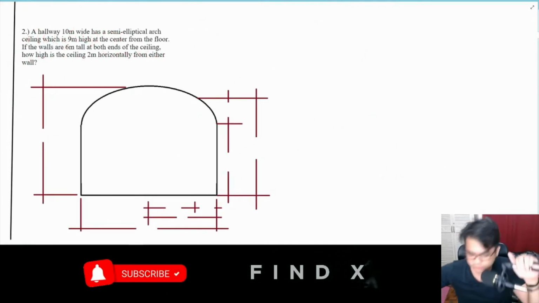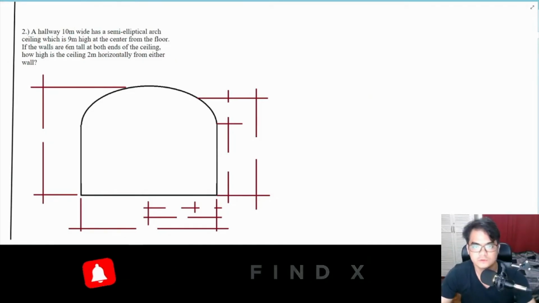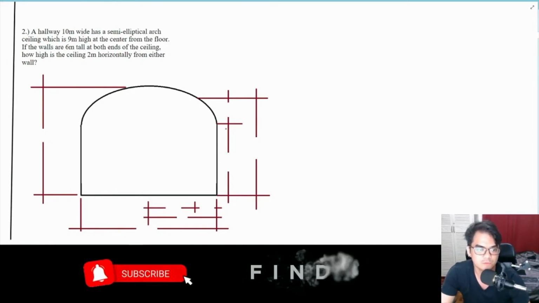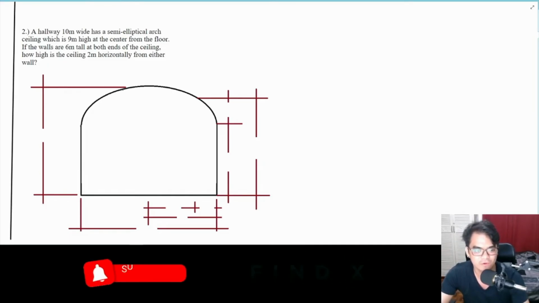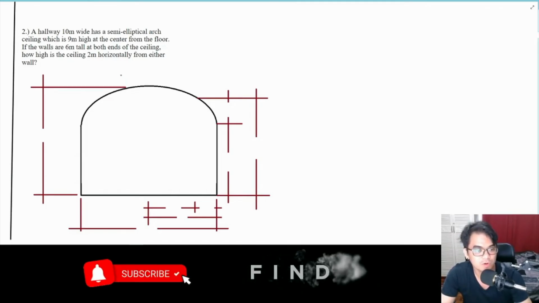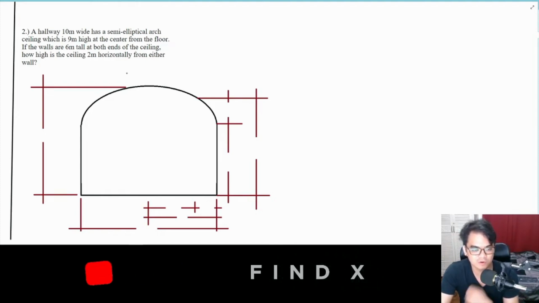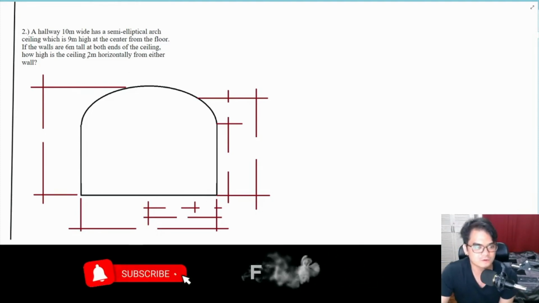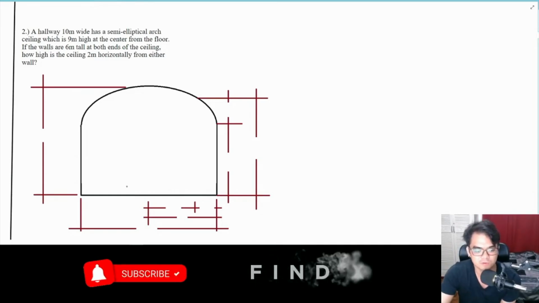Okay, so let's try to answer the second one. For the second number, we have a hallway 10 meters wide that has a semi-elliptical arc ceiling, which is 9 meters high at the center from the floor, and if the walls are 6 meters tall at both ends of the ceiling, how high is the ceiling 2 meters horizontally from either wall? So we are said to have a 10-meter wide hallway.